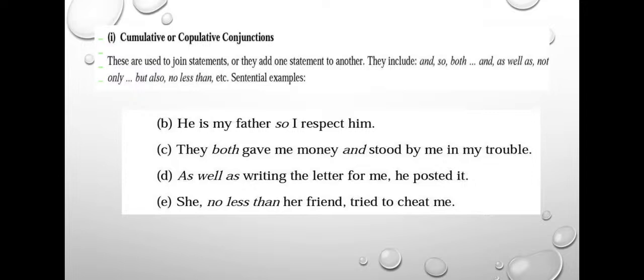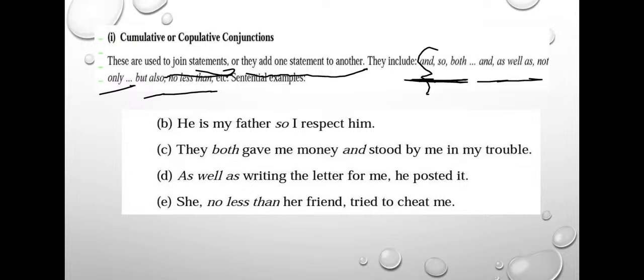These are used to join statements, or they add one statement to another. Either it could join statements, or they could join one statement to another. They include so, and, both and, as well as, not only but also, not less than, etc. These are the important conjunctions being placed in cumulative or copulative conjunctions.